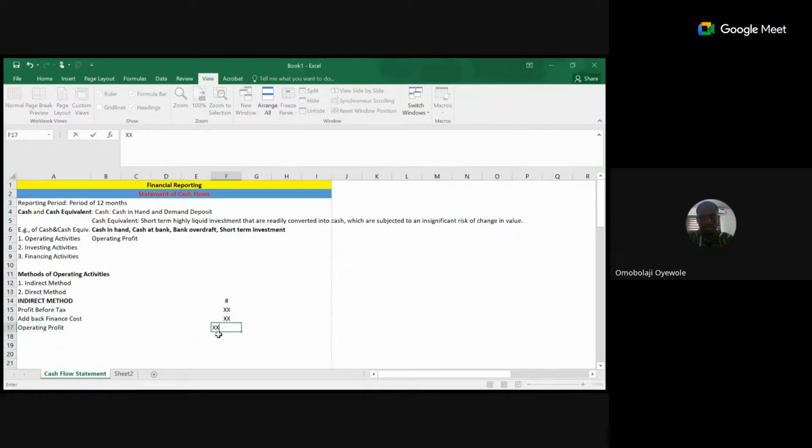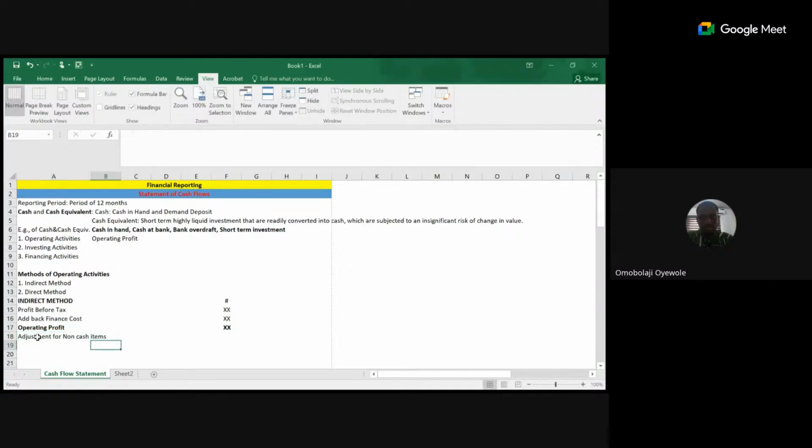So this operating profit now is the profit that I have generated as a result of the operation for the reporting period. Then, once I have arrived back at my operating profits, the next thing I'm going to do is what? I will make adjustments for non-cash items.